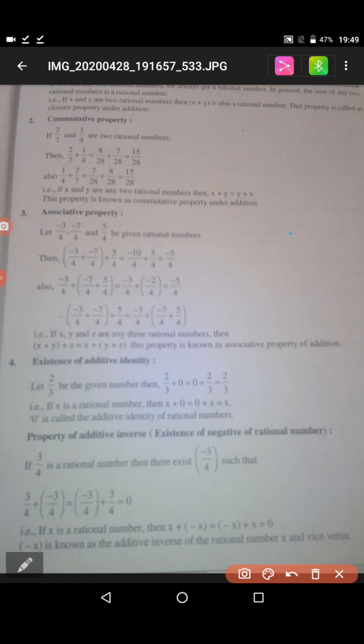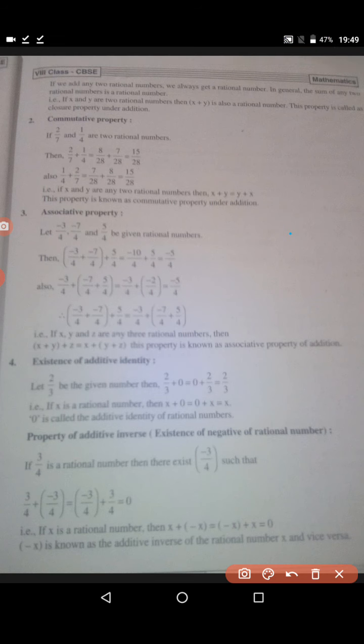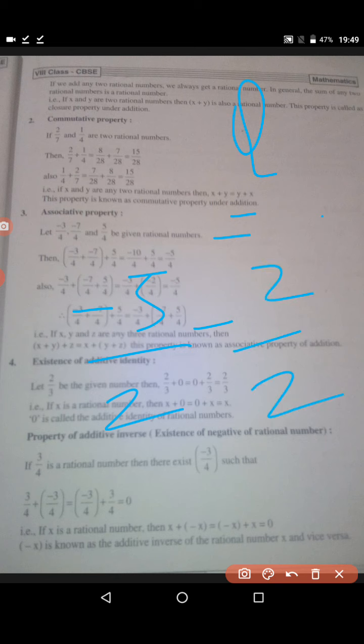Now we should check whether it is satisfied under subtraction. For natural numbers, subtraction is not satisfied under closure. But we will check under rational numbers now. Rational numbers are not denoted with R, they are denoted with Q. So now if I have minus 5 by 2 minus, I will take something easy, 2 by 2. So minus 5 minus 2 is going to be minus 7 by 2. Therefore it is satisfied under subtraction also.